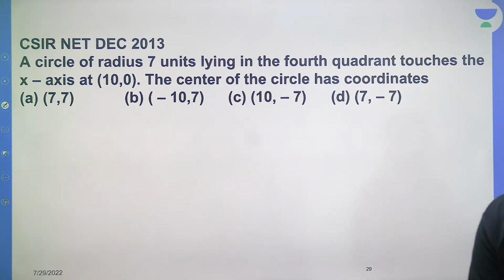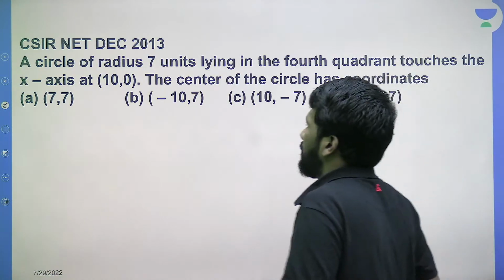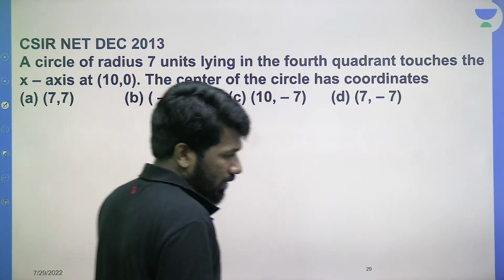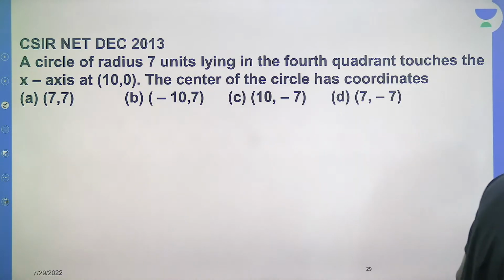Okay, so here also, if you plot the points, it is easy. The circle of radius 7 units lying in the fourth quadrant. All of you got it, right? No, I will give you 30 seconds more. Try it. We'll wait for 30 seconds more.